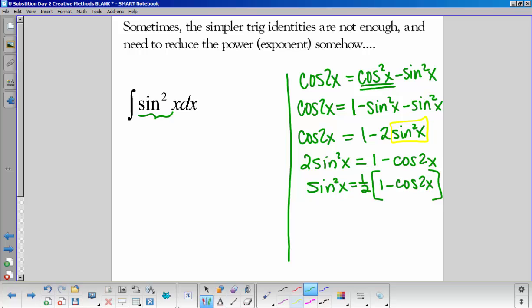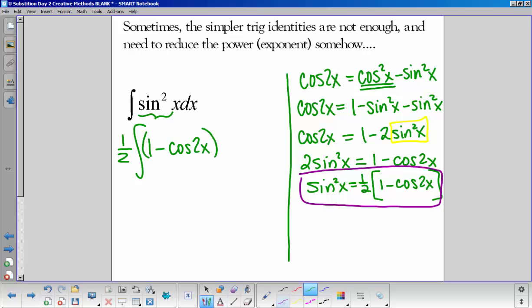Just found out here, right? Or rediscovered, shall I say. So I'm going to put the 1/2 out in front times the integral of 1 minus cosine 2x dx. And now what we've done is reduced the power on the sine squared, and now it's just a cosine that's not squared, which we know how to find the antiderivative of.